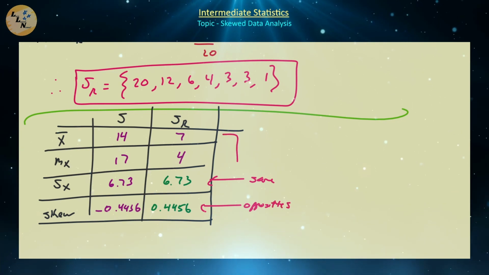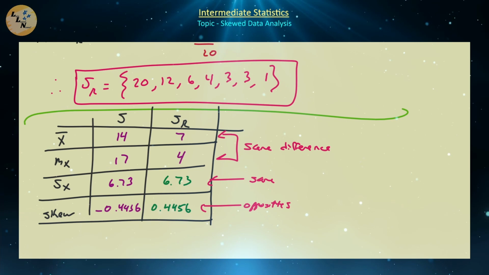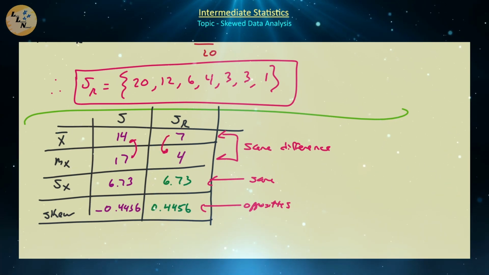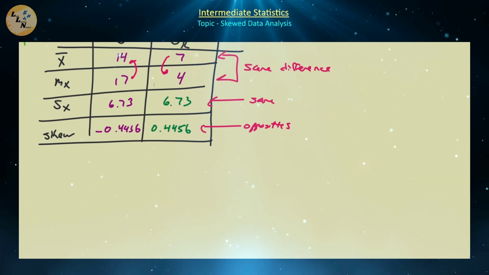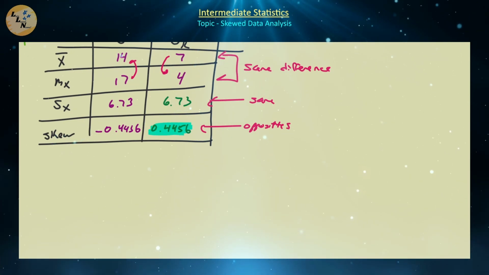Now, although these two metrics, the mean and the median, are different, they do have the same difference, right? So 17 minus 14 and 7 minus 4 are both equal to 3. Okay, so they're not completely different. They still have the same distance. They're just in different locations, in particular reflected locations. Okay, so now that we have a skewed right distribution, now what are we going to do?